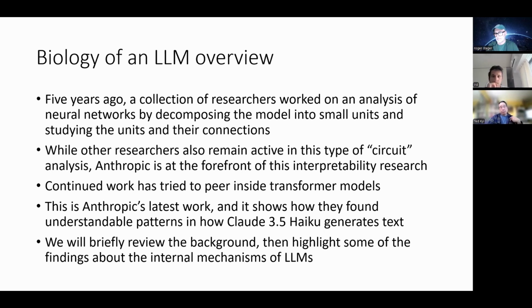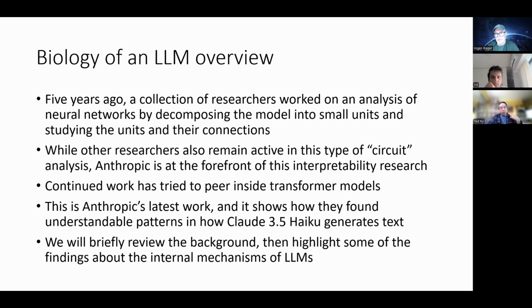This type of work has continued, expanding from CNNs now into transformers, but it's been a lot harder to understand what's happening in the transformer, so the going has been slower. The Biology of an LLM is Anthropic's latest work. They're not the only ones doing mechanistic interpretability or circuit work, but they've certainly had some of the biggest successes in interpretability, so it's really great to follow their work.